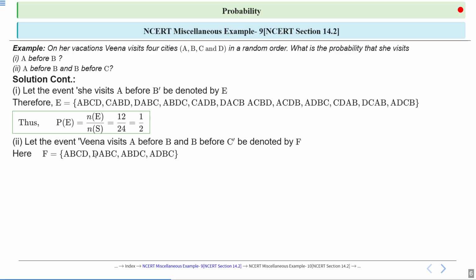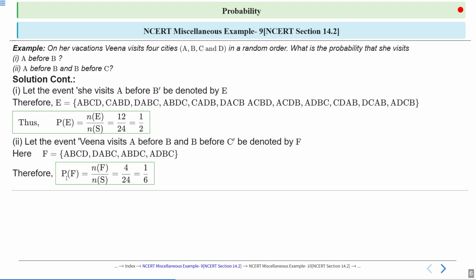This is also contained in event F, because here you can see Veena visits A before B and B before C. Similarly, you will obtain ABDC, ADBC. So F will contain ABCD, DABC, ABDC, and ADBC. So F contains 4 sample points here. So the number of elements in the event F is 4.